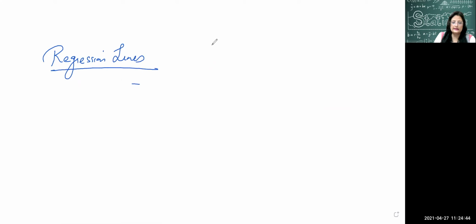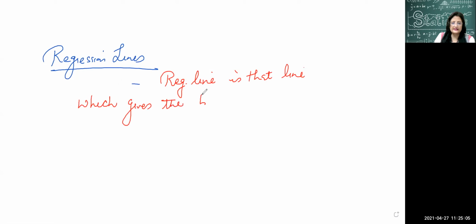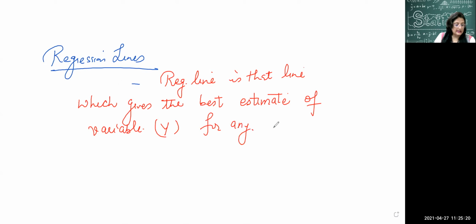So regression line is the line, you will write: regression line is that line which gives the best estimate of one variable y for any given value of other variable x.